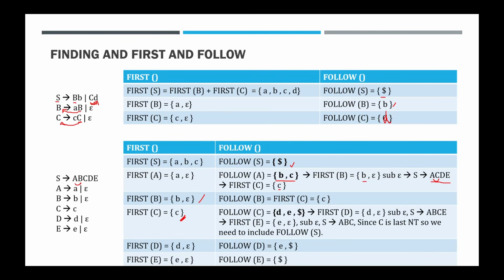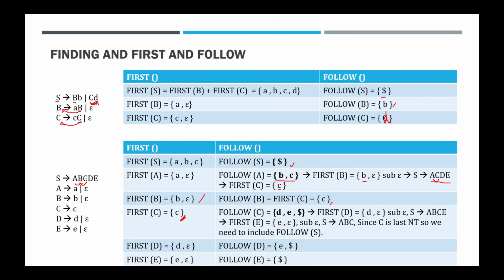Clear? Now go for the next non-terminal, that is B. Follow of B equal to, where we have B, here we have B. What is follow of B? C. Okay, so C is a non-terminal, so find the first of C. What is first of C? c. Include that. That's it. This will be the follow of B.